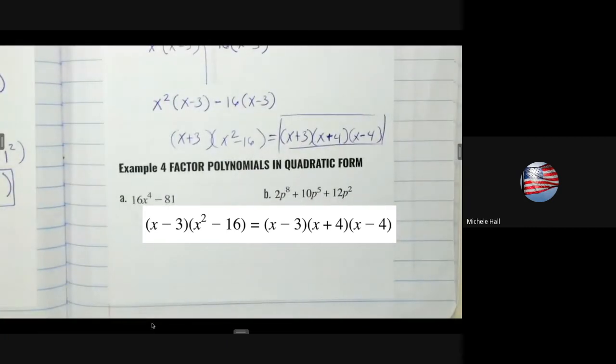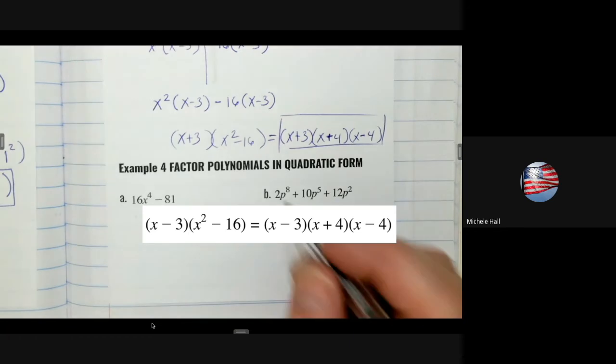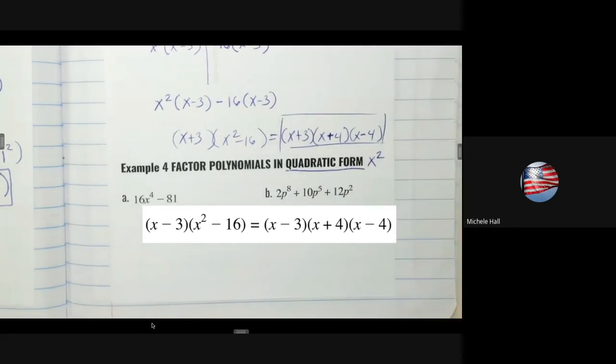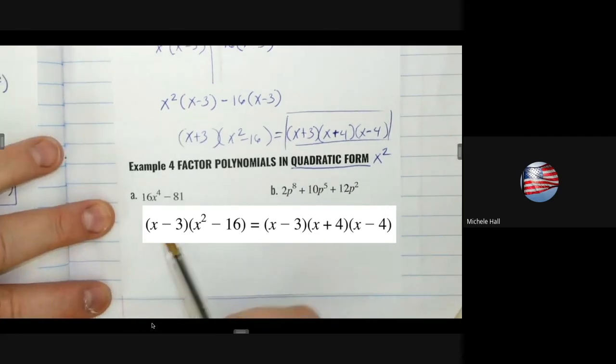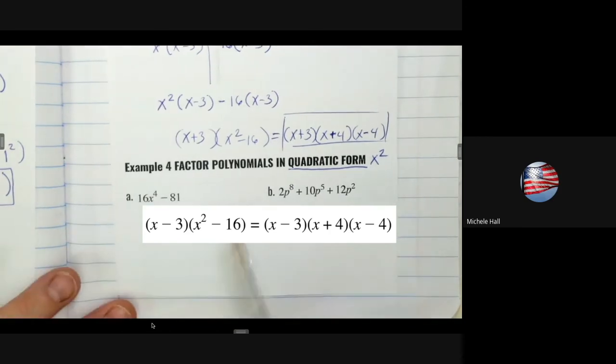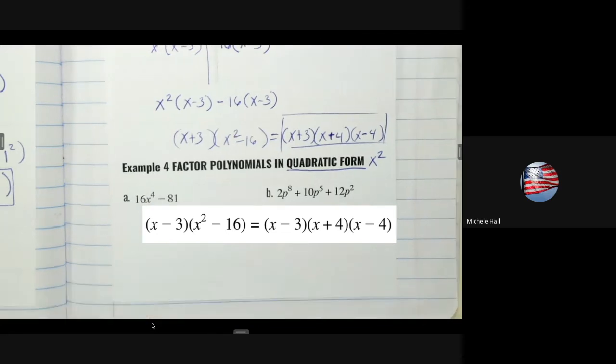Factor polynomials in quadratic form. Quadratic usually means you're looking for something like x squared. Here, they want us to factor in quadratic form. So this is just another technique to look at this. I mean, we could actually just factor this right off the bat because 16 is a square, x to the 4th is also a square, and 81 is a square. But let's do what they're asking in quadratic form. So I want it to look like it's x squared.